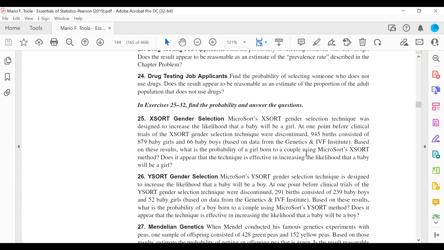MicroSort's XSort gender selection technique was designed to increase the likelihood that a baby will be a girl. At one point before clinical trials of the XSort gender selection technique were discontinued, 945 births consisted of 879 baby girls and 66 baby boys. Based on these results, what's the probability of a girl born to a couple using the MicroSort XSort method?